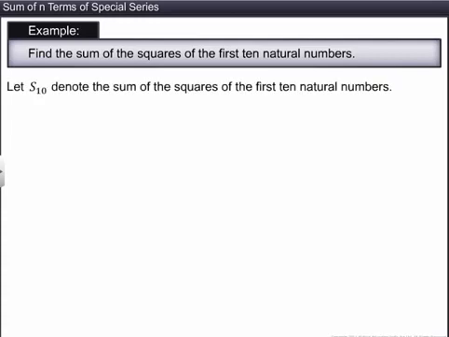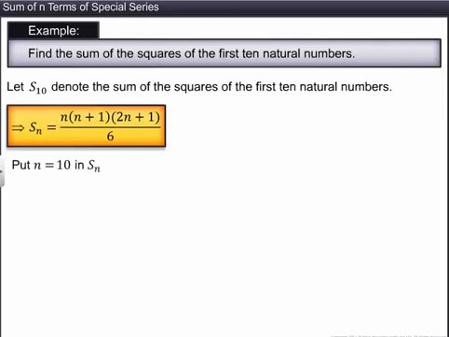S10 is equal to 10 into (10 plus 1) into (2 into 10 plus 1) whole divided by 6. This is equal to 385.